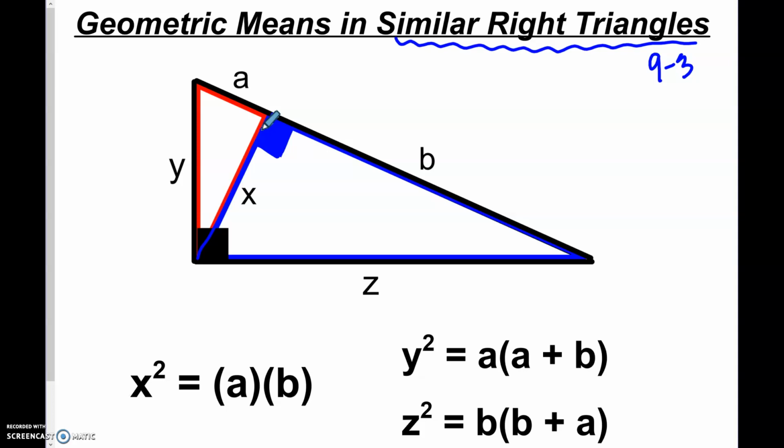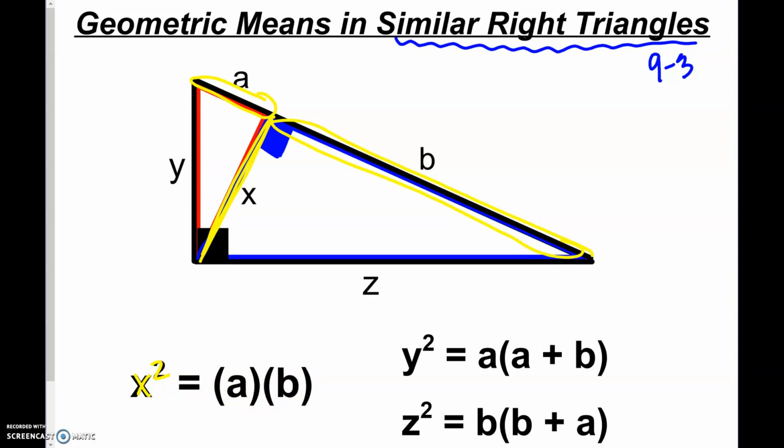So the first one that we have here where it says x squared equals, so x squared equals, and now let's see how it divides the hypotenuse in a part A and a part B. So x squared equals A times B.